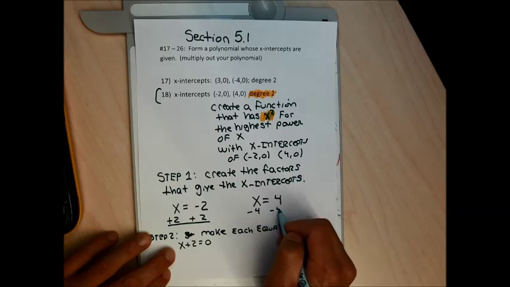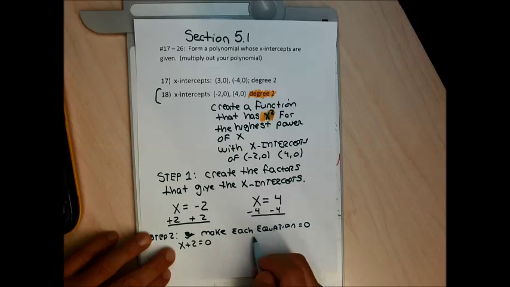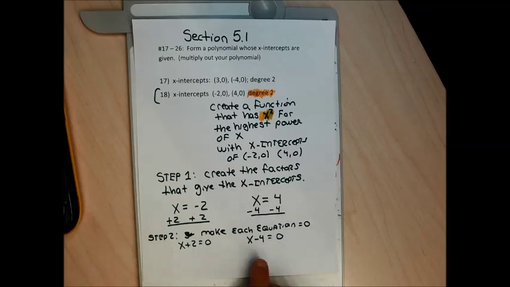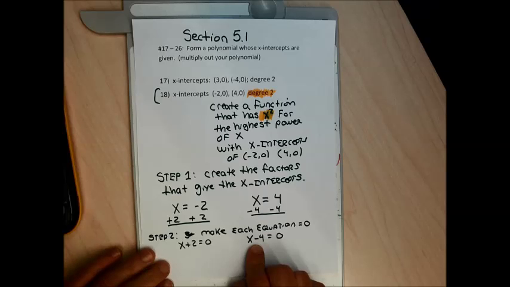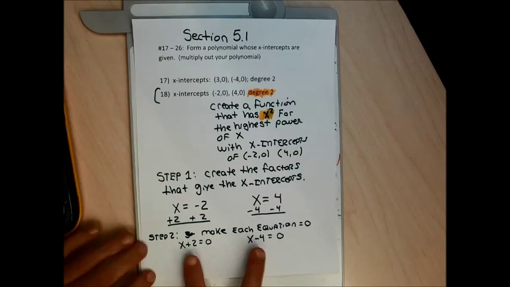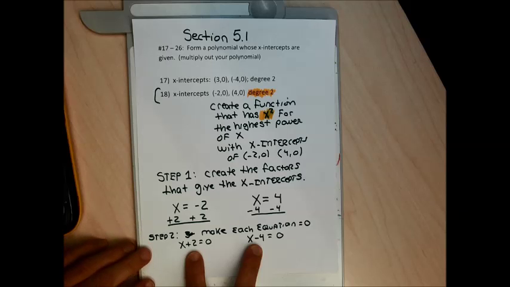For the x equal 4 equation, that answer would come from the factor of x minus 4. If I had the factor of x minus 4 and set it equal to 0, the algebra would give me the x-intercept of x equal to 4. So these are the two factors that make the x-intercepts.